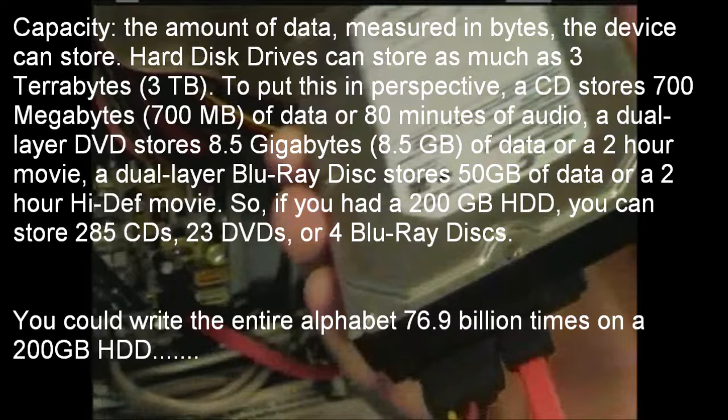So, let's say you had a 200 gigabyte hard disk drive. With that drive, you could store 285 CDs. Now, I don't know about you, but I definitely don't have that many CDs. You can even store 23 DVDs on that drive. Or, you can store 4 Blu-ray discs on that drive.